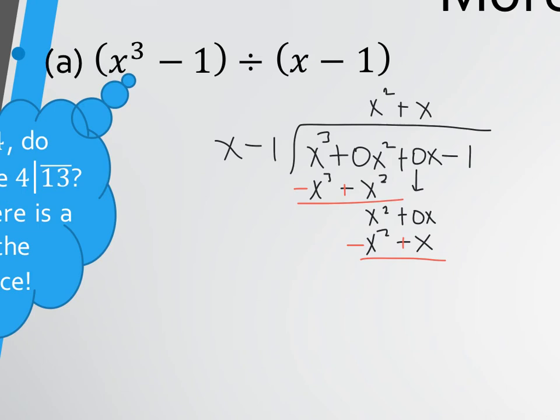Notice that we will have x, and then we'll drop down the negative 1. We know x into x is positive 1. 1 times x is x. 1 times negative 1 is negative 1. And we change those signs and we have no remainder. And there's our answer. Okay, let's look at another one.